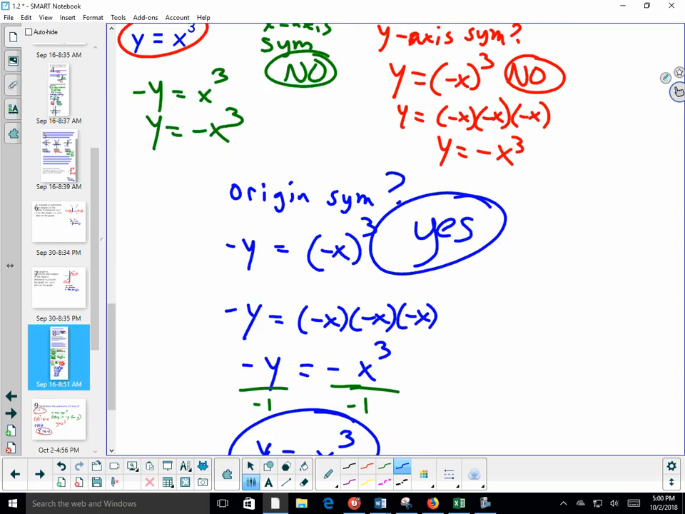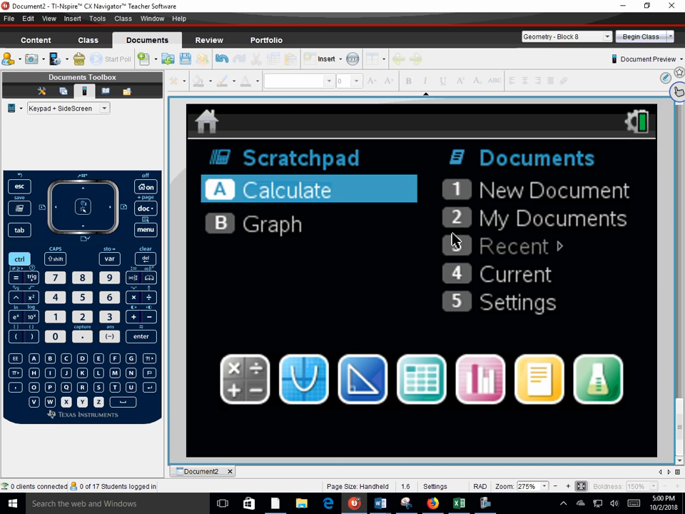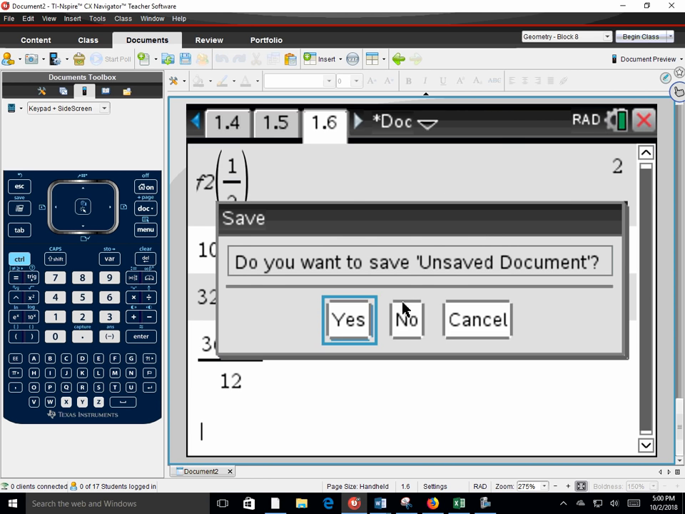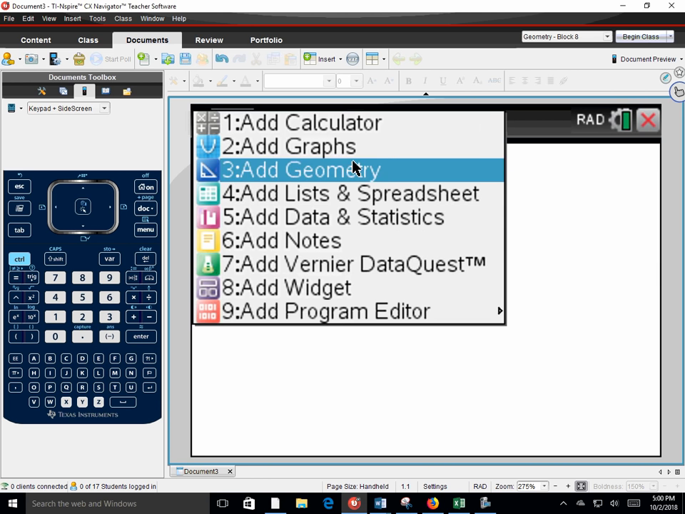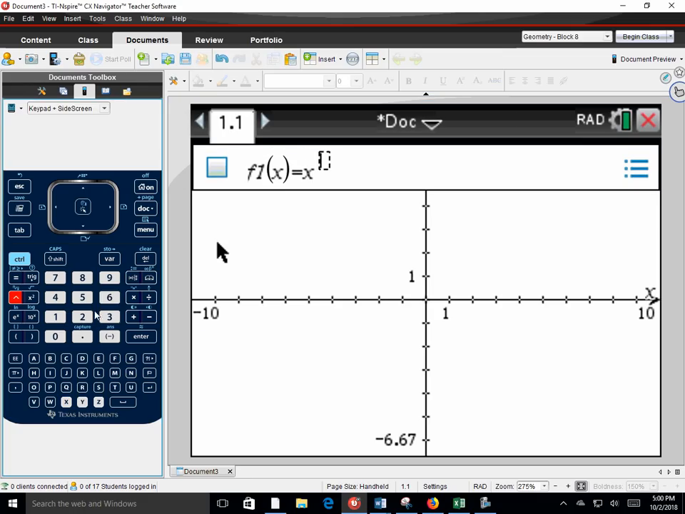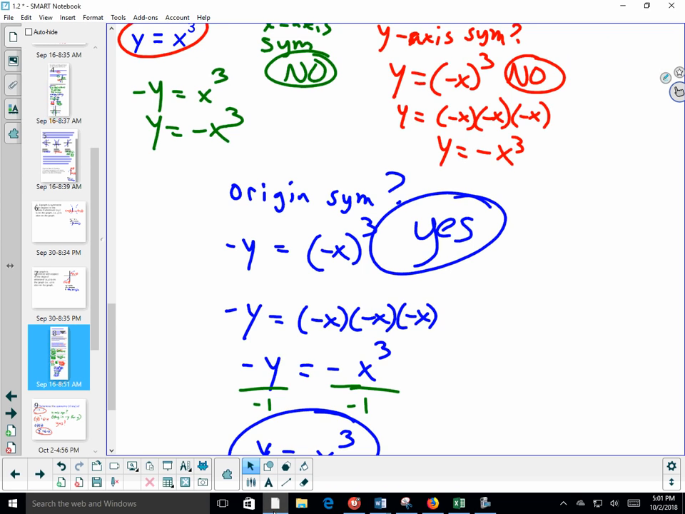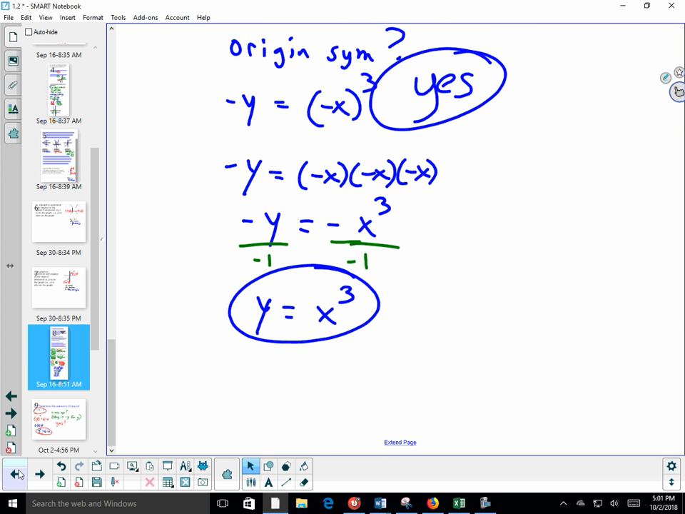And if we look at the graph, let me graph this on our calculator for a moment. If I go to a new document, no, I don't want to save that. If I go to a graphs page and I just type x cubed, x raised to the third, enter, this graph right here would pass a 180-degree spin test, and it does have symmetry with respect to the origin. Okay, so those are some examples of graphical tests for symmetry.